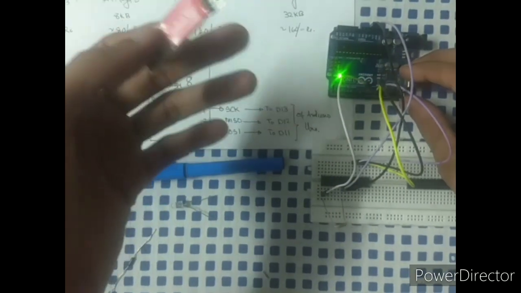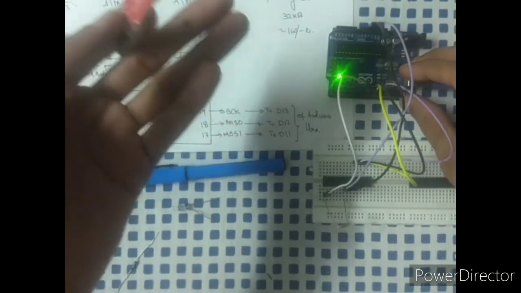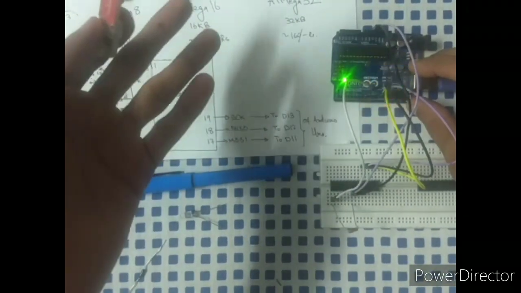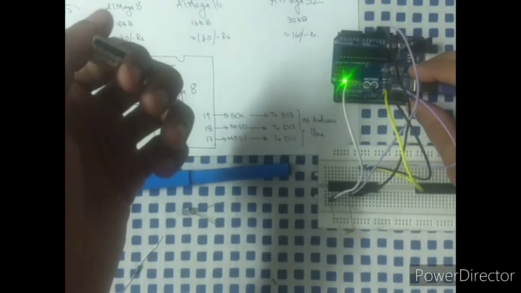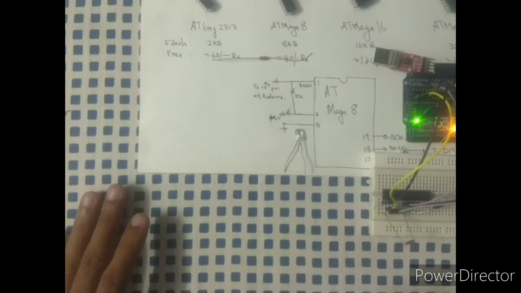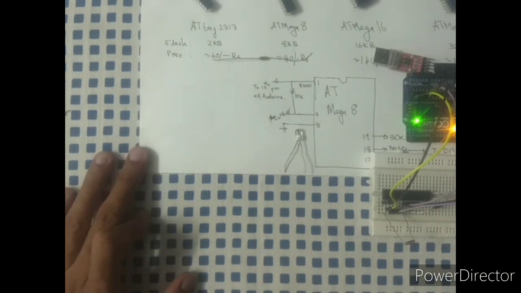One is the reset pin, then transmitter and receiver, these 3 pins along with the power supply. So just do that connectorization, then we will see. We have already bootloaded the ATmega 8 that is on the breadboard.